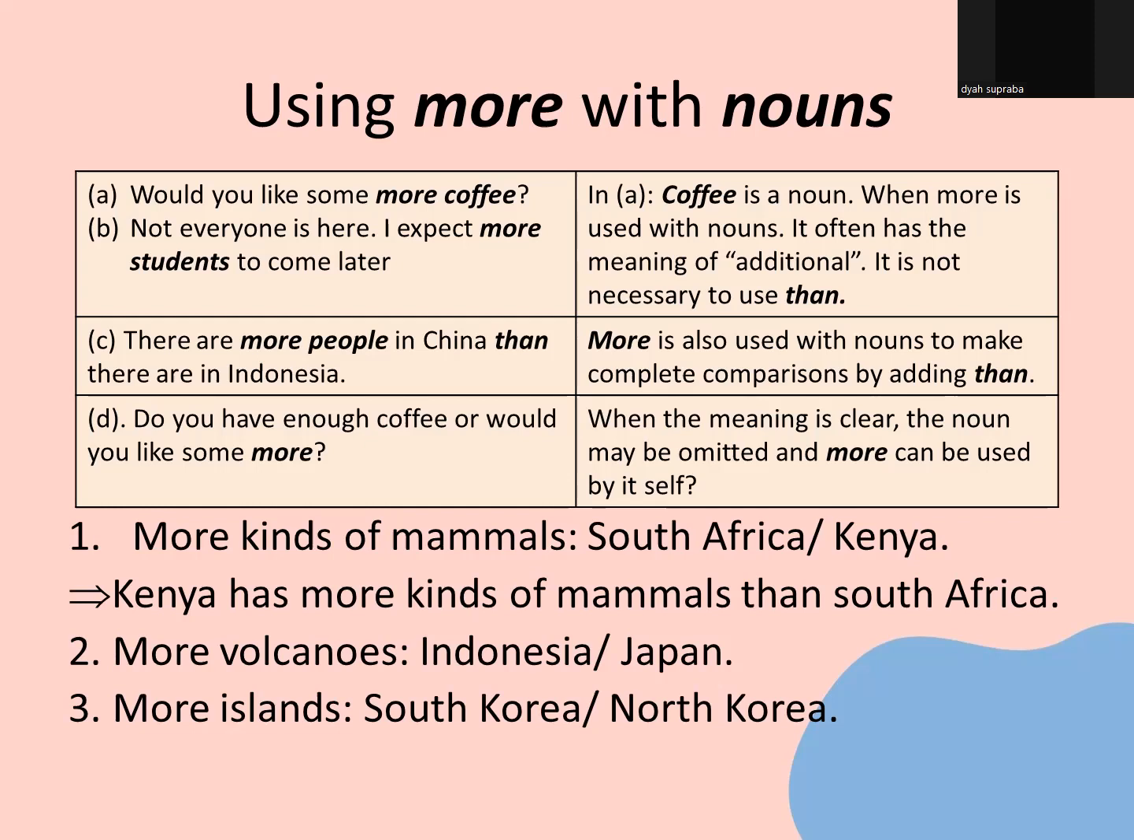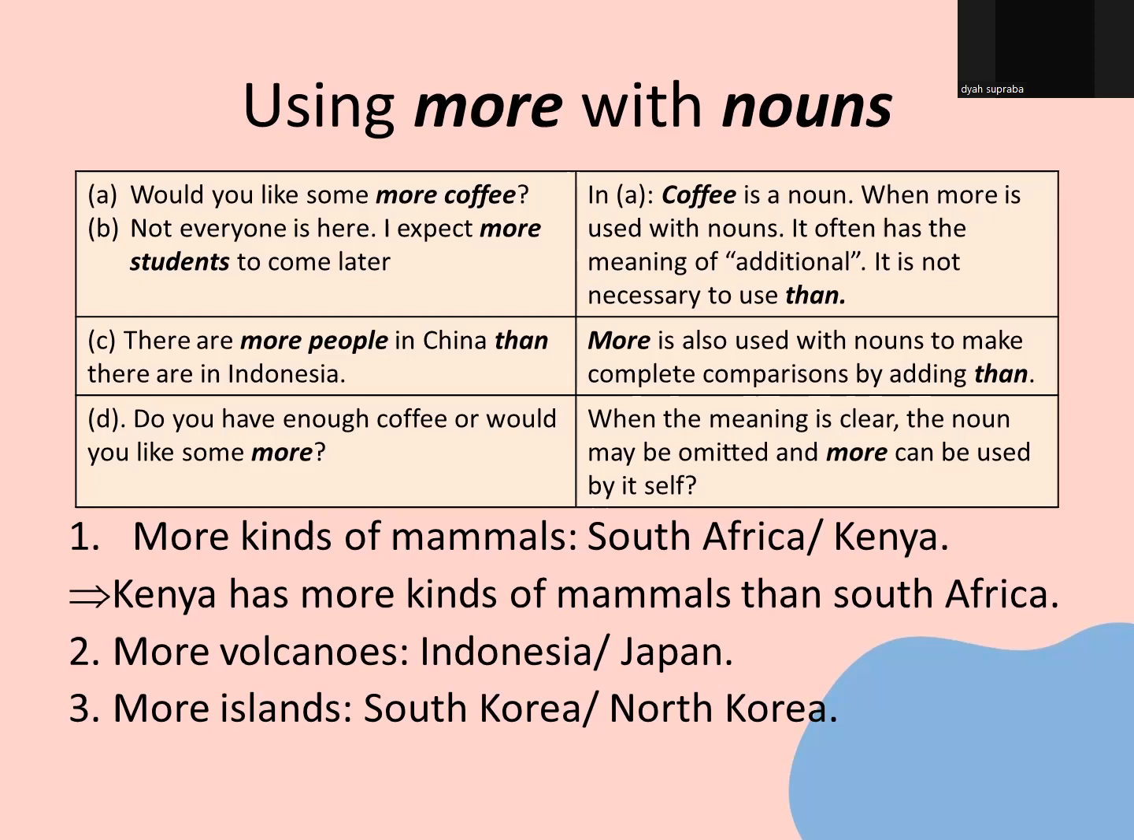And then in example C, we are going to see more is also used with nouns to make a complete comparison. Now in here, we need to use than. There are more people in China than there are in Indonesia. Rafi has more cars than Atta. Okay, example D is similar to A and B, it is about additional. Do you have enough coffee or would you like some more?